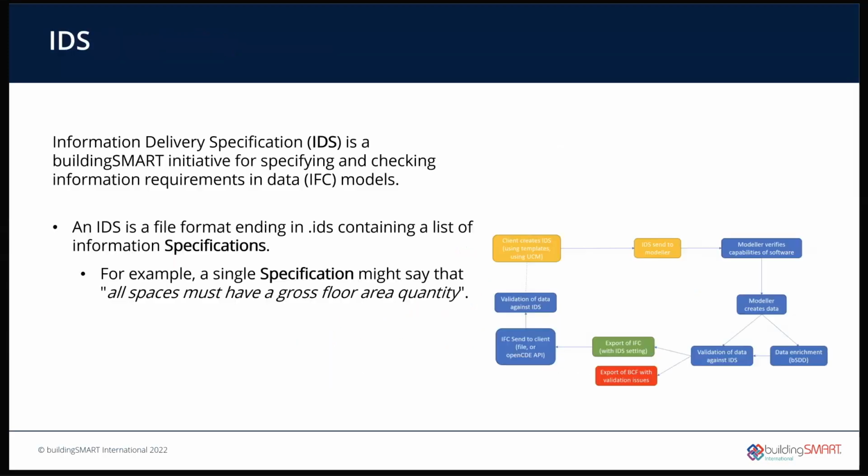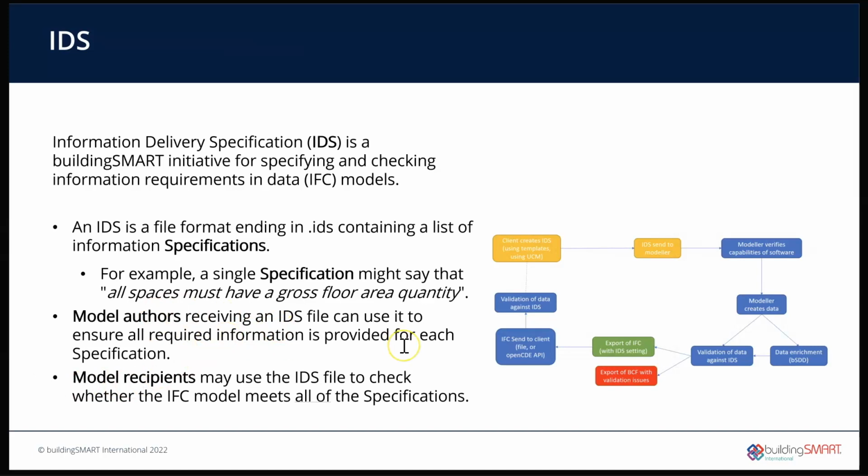A more advanced workflow is shown here, where the client creates an IDS. The IDS is sent to the modeler. The modeler creates the model, can validate against IDS as well before exporting to IFC. Then an export to IFC can be sent back to the client, and the client can also validate the data against IDS. Also here in this flow you see that the BSDD can be used for data enrichment. We see BCF as well. So this is just a more advanced picture.